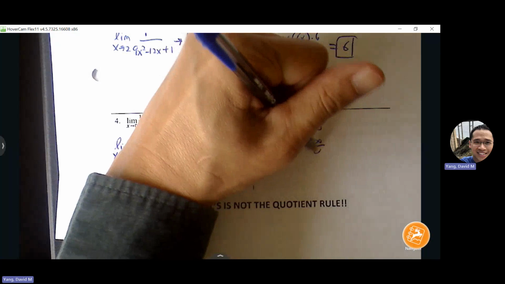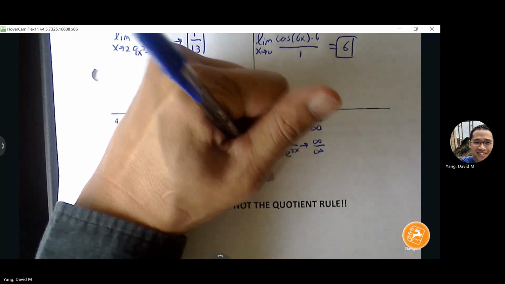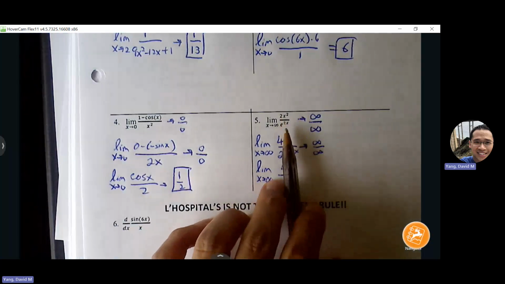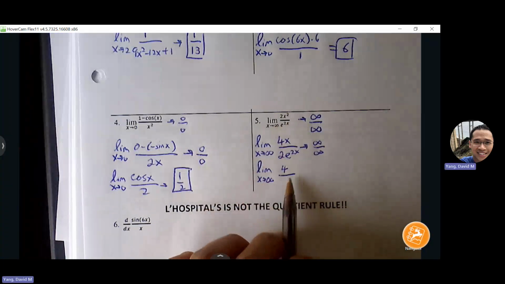Again, I get infinity over infinity. I can keep going. This is comparative growth. Yeah, so that's how I do it. If I can see that relationship, comparative growth rates tells me it's going to be 0, but you can also do L'Hopital's rule.